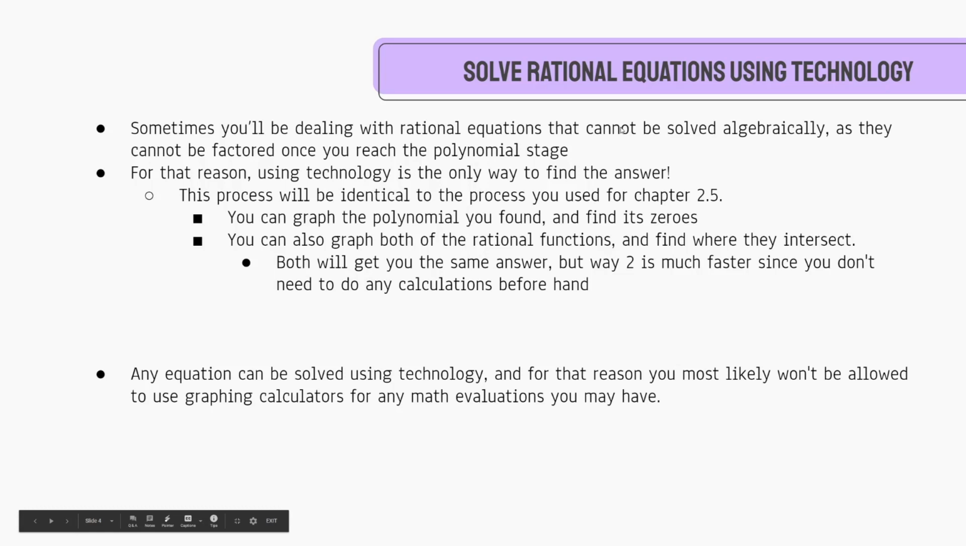The way you could do this is either find the polynomial function, that is, if you were able to factor in the first place, like the first equations, and turn it into a polynomial, but the polynomial you got can't be factored, then you have to simply graph that polynomial and find its zeros using a graphing calculator or Desmos. You could also simply graph both the rational functions. So you graph your first function, then you graph your second function, and then you see where the two intersect. That is also a really easy way to do it.